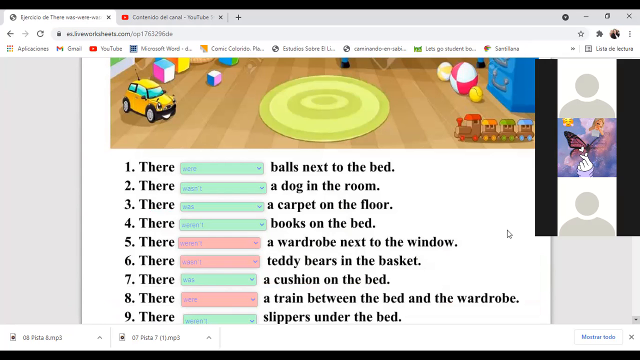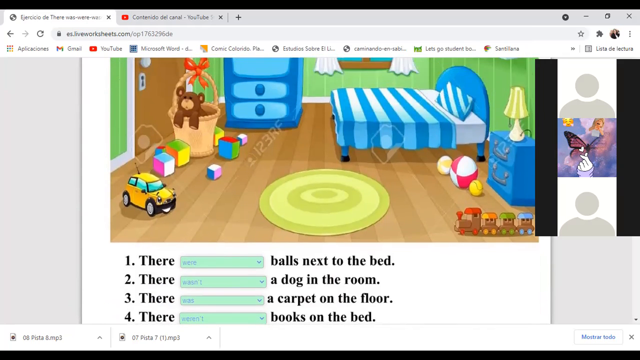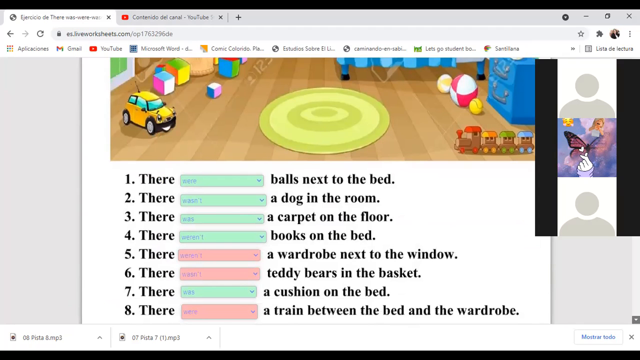There wasn't teddy bears in the basket, okay. Hay, habían ositos de peluche en la canasta, estamos hablando en plural. Entonces decimos there were, okay. And the last one, there were a train, okay. En este caso era there was.